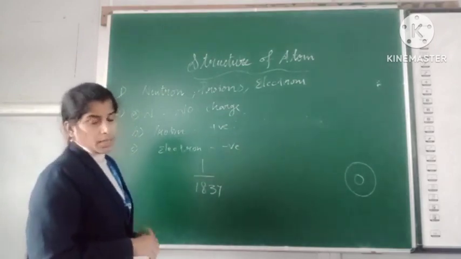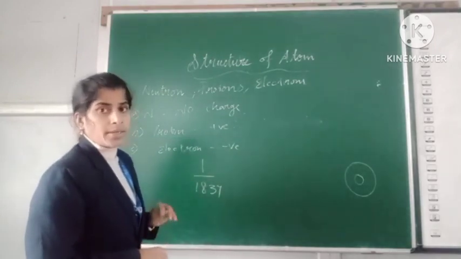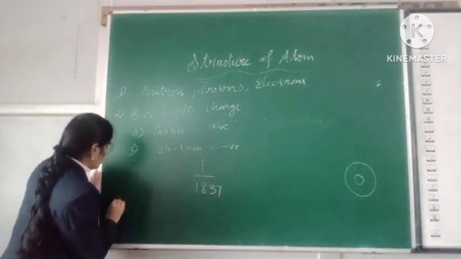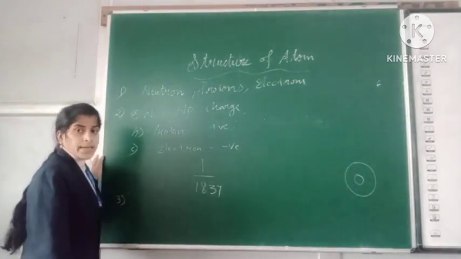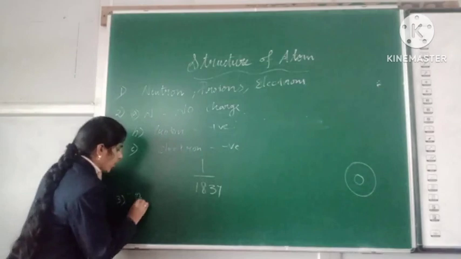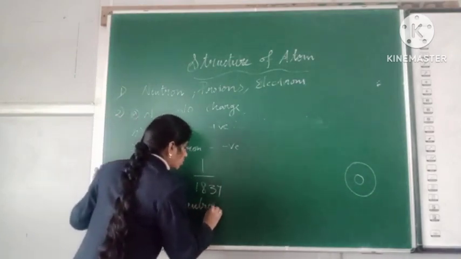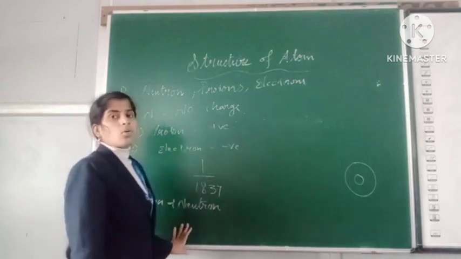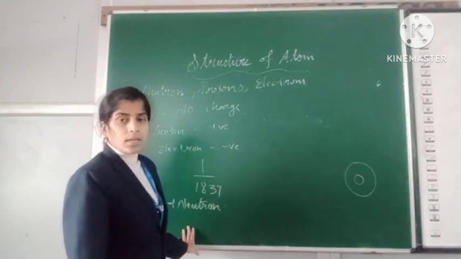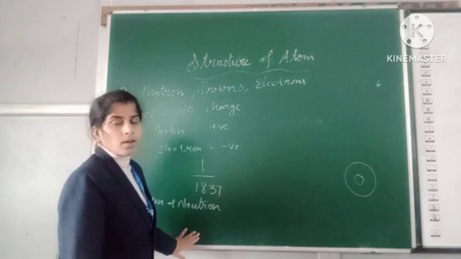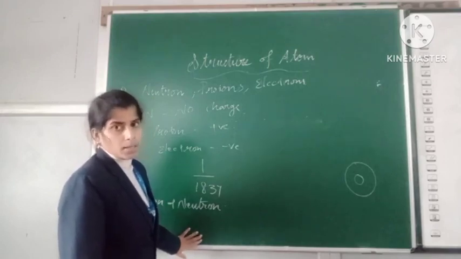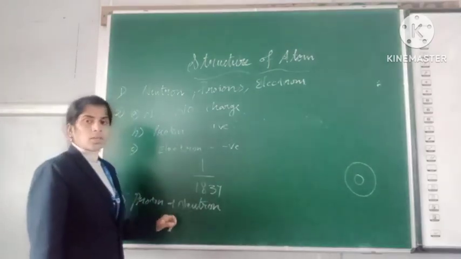Is it clear? Okay. And the third point: the central core of an atom, that is what? Proton and neutron. These are the central core of an atom. Why are they the central core of the atom? Because they have the mass, that means equal mass. Proton and neutron, these are the central core of an atom.